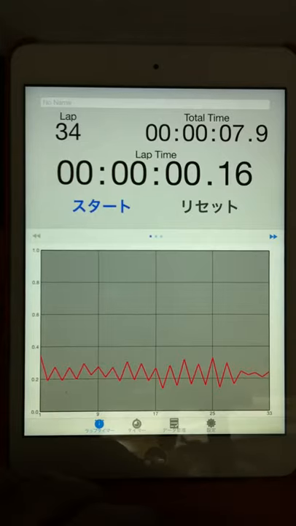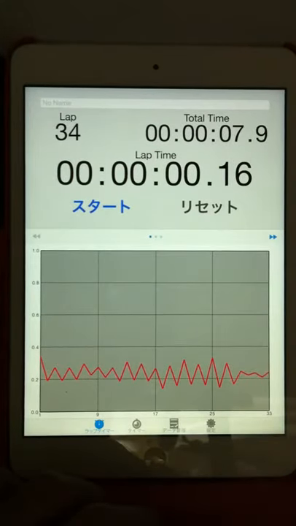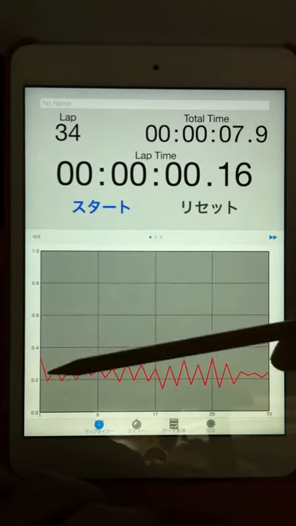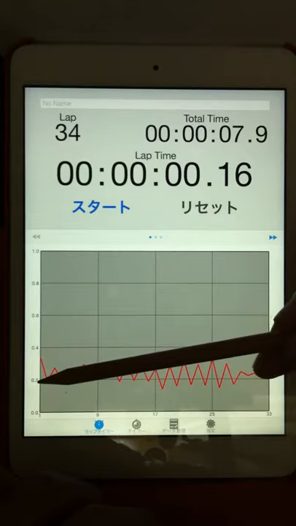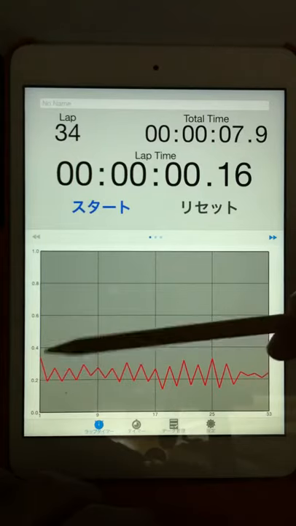7.9 seconds divided by 3, 4 laps, multiply 2 equals 4.46 seconds for 1 beat. In front and back, 0.2 seconds.